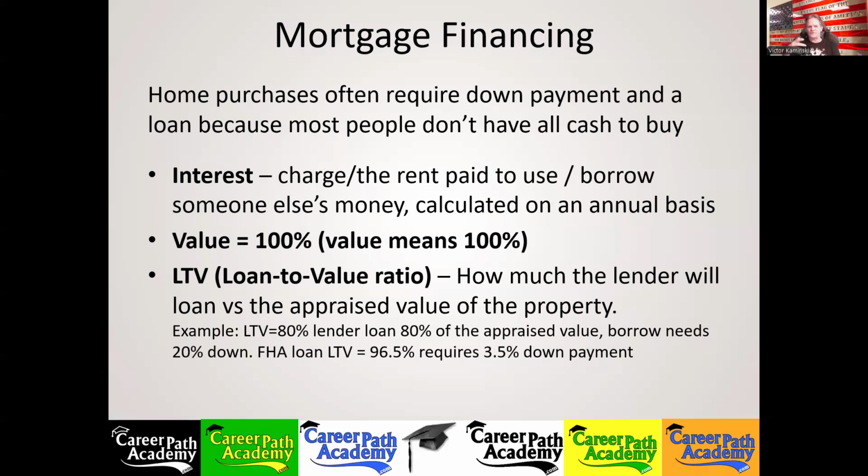There are loans out there that are conventional that may require less, but that's that. Okay, your FHA loans, FHA only requires a 3.5% down payment. So the loan to value ratio, the LTV, is 96.5. The lender will loan you 96.5% of the appraised value of the property, so the borrower needs to put down the other 3.5%. If the lender tells you what the LTV is, you could figure out what the minimum required down payment is, 3.5%. So hopefully your borrower has that money.